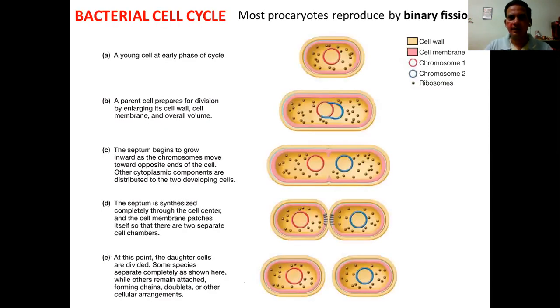So let's have a look at the bacterial cell cycle. There are a couple of ways in bacteria by which cell division takes place. It could be budding or fragmentation, but the most popular one is binary fission. In binary fission, one bacterial cell divides into two bacterial cells. You can look at this particular image here. This is a representative bacterial cell where we can see the cell wall, the cell membrane on the outside, and this is the DNA content or the chromosome.